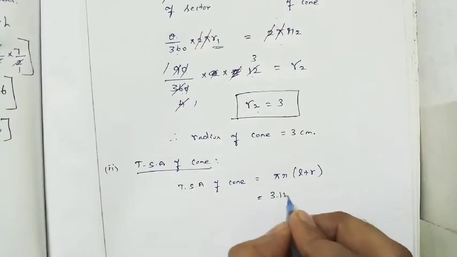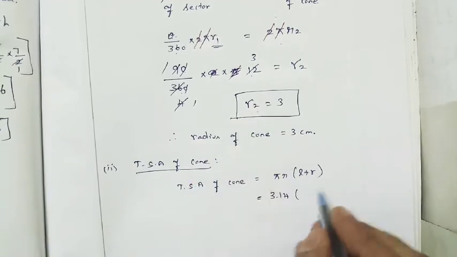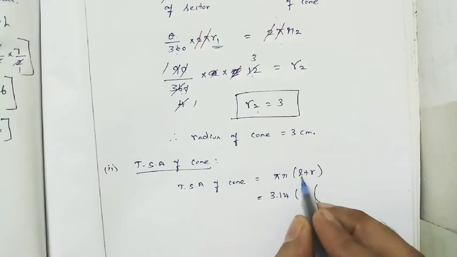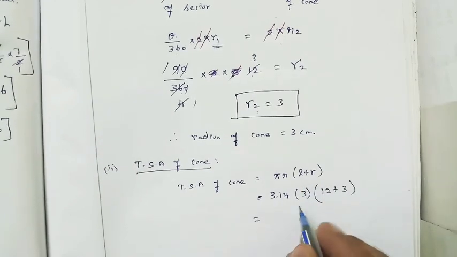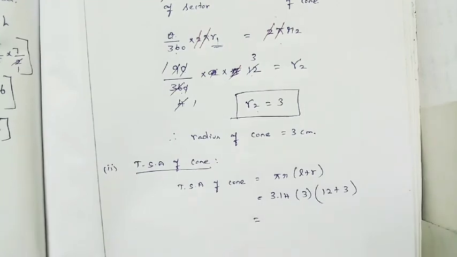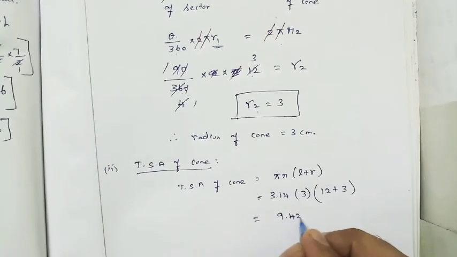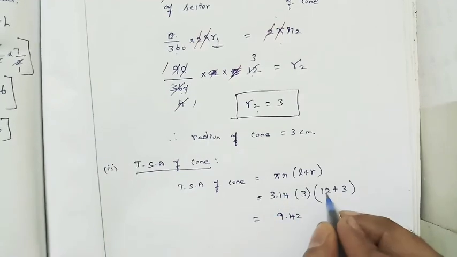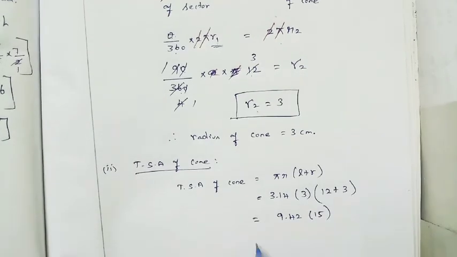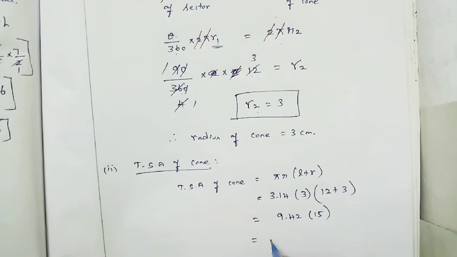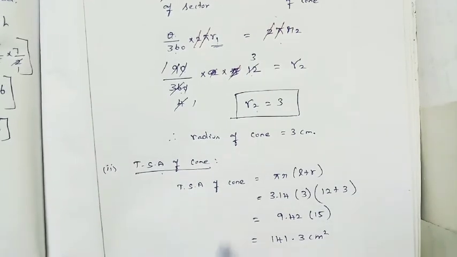So 3.14 into the radius. What is the radius? 3, into 3 and open the bracket. What is the value of L? 12 plus 3. So 3.14 into 3 centimeter is 9.42, and 12 plus 3 is 15. So 9.42 into 15 is equal to 141.3 centimeter square. Therefore, the total surface area of the cone is equal to 141.3 centimeter square.